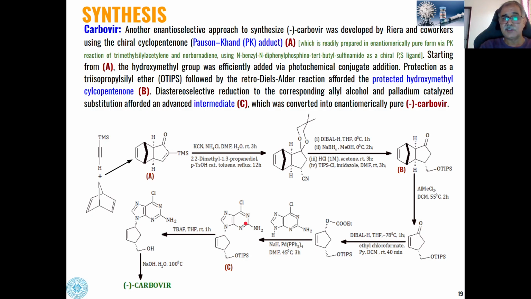So this intermediate is then converted into an isomerically pure carbovir when this is reacted first with TBAF in THF at room temperature. Hydrolysis of this protection group will take place. This alcohol is formed, and then likewise on reaction with sodium hydroxide, this chloro will be converted into ketone, and we will get carbovir as the product.